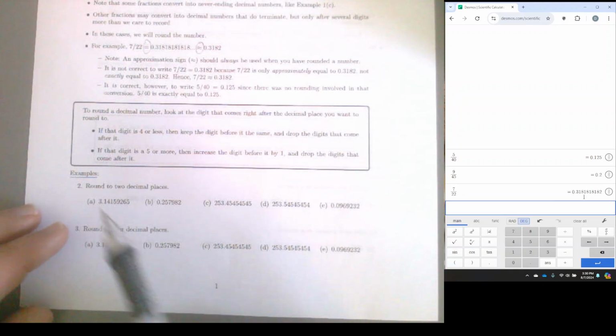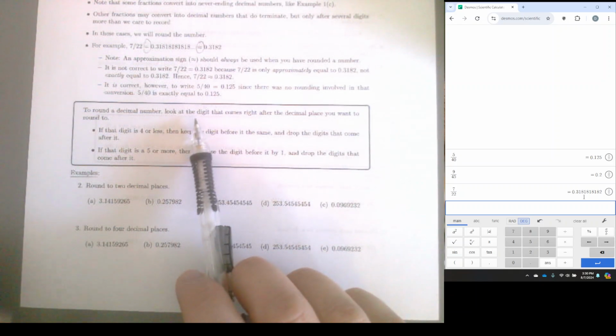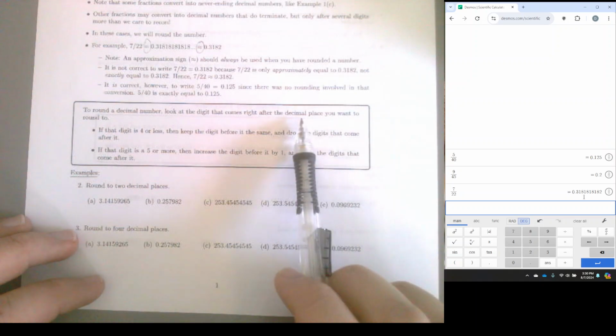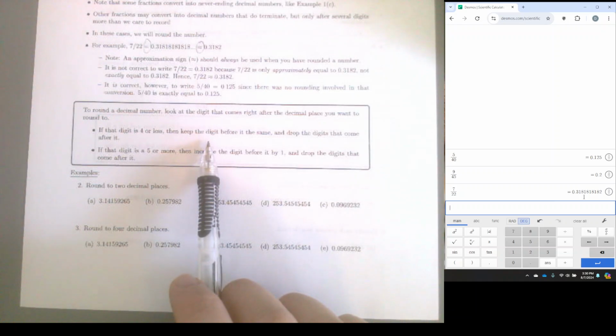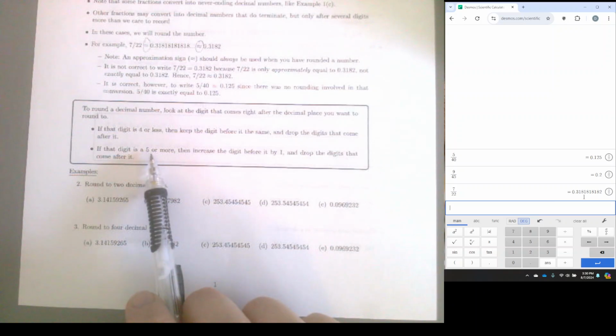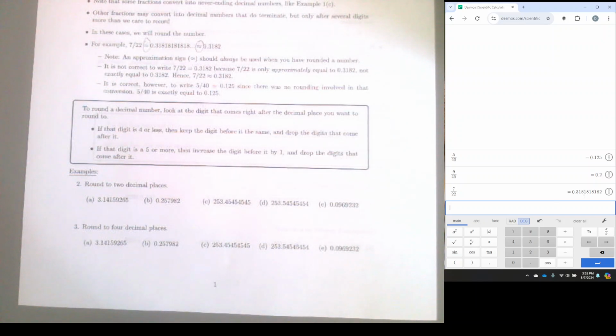Okay, now when you do have to round a number, here's how we do that. To round a number to a certain number of decimal places, we're going to look at the digit that comes right after the decimal place that you want to round to. If that digit is 4 or less, then we leave the digit before it the same and drop all the digits that come after. If the digit's a 5 or more, then we're going to increase the digit that comes before it by 1 and then drop all the digits that come after it.